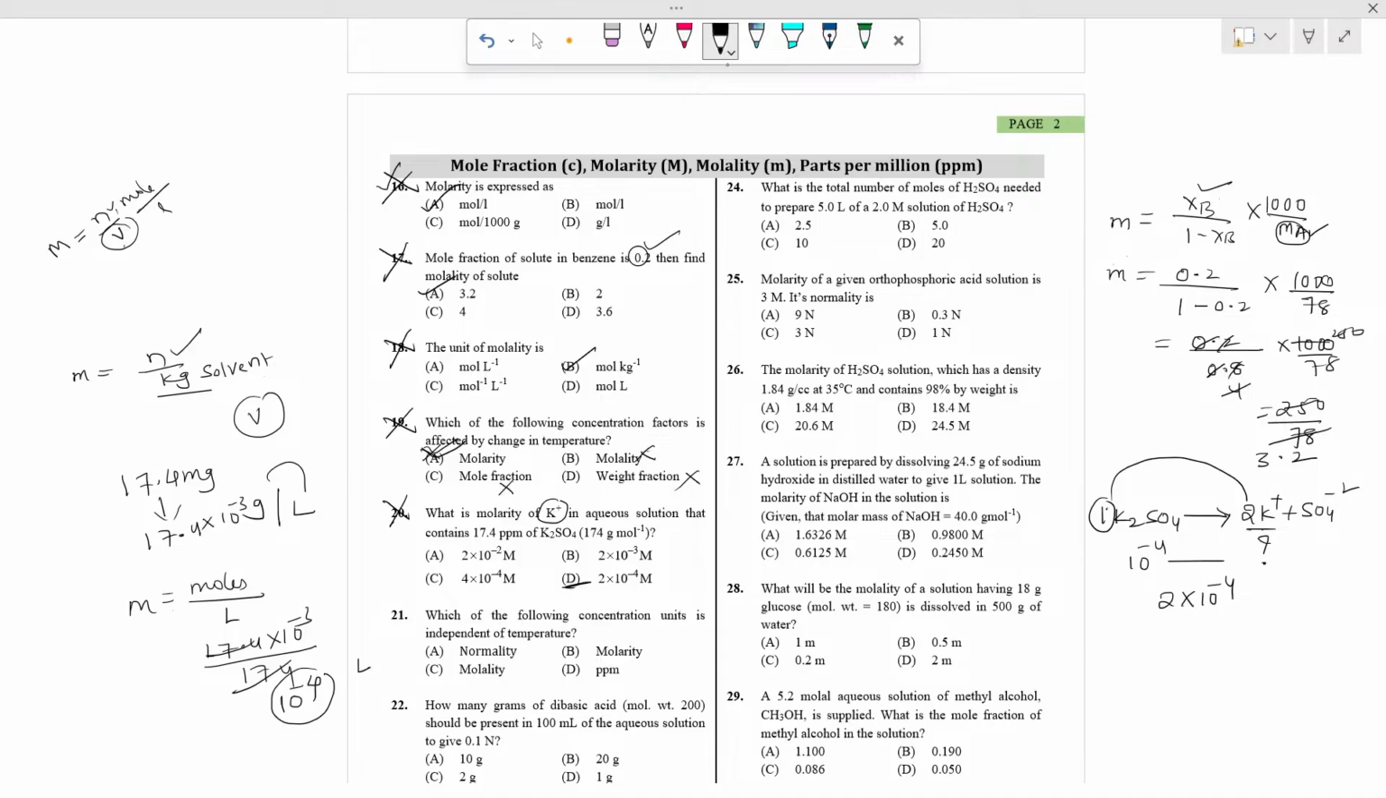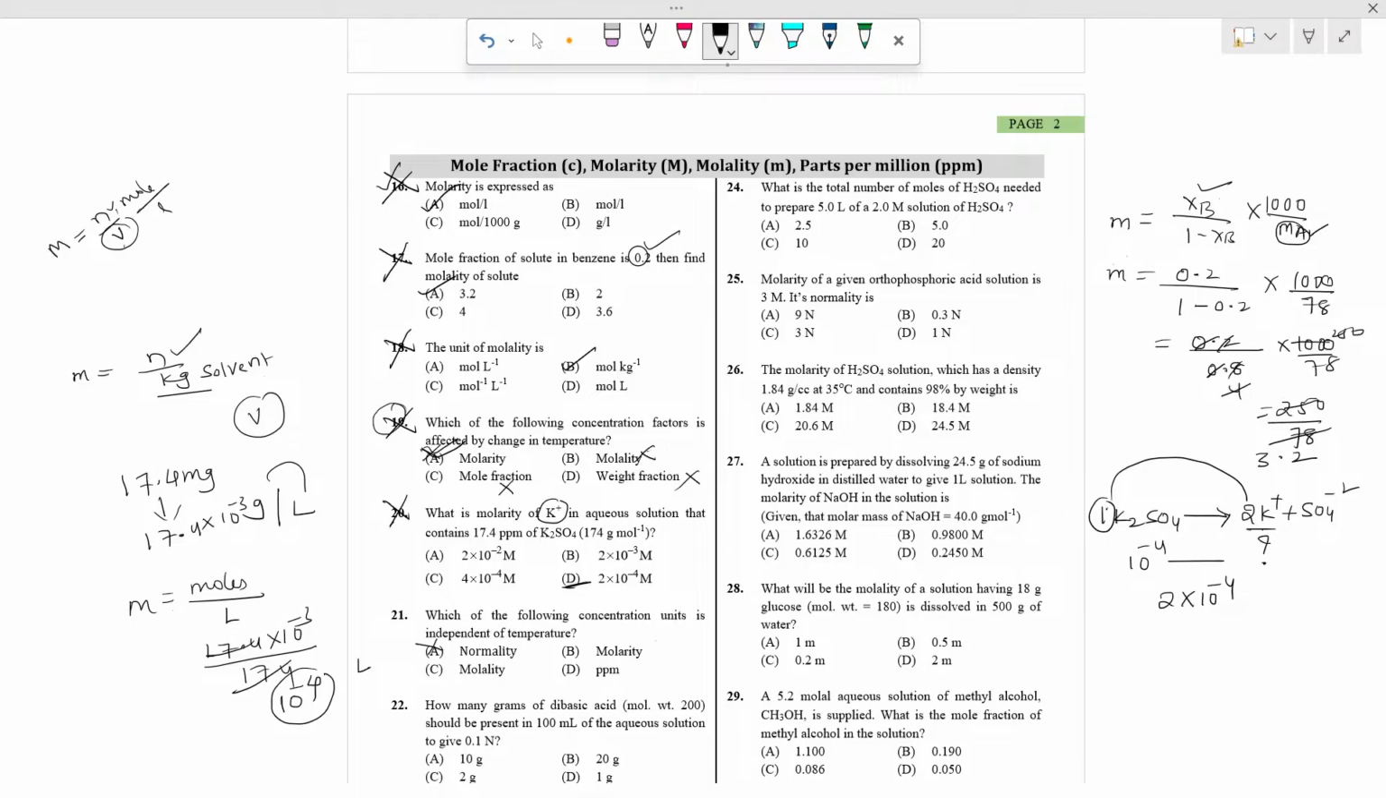Right. Next one. Which of the following concentration units is independent of temperature? This question is similar to question number 19. Which one will not depend on temperature? They are asking. Just now we discussed that any concentration term having volume will depend on temperature. Am I right? In the formula of normality, number of equivalents upon volume will come, so volume is there. It means it will depend on temperature. A will depend on temperature, so this is not your answer.